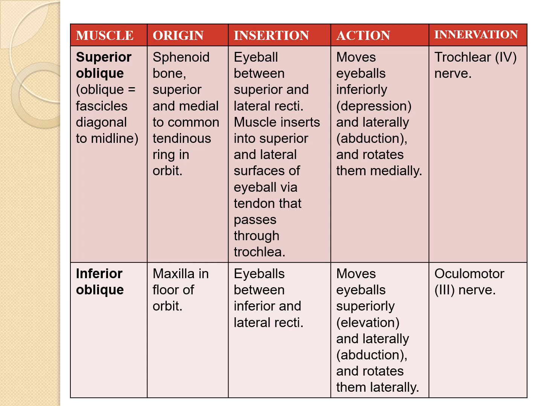The next is inferior oblique. Its origin occurs at the maxilla in the floor of the orbit. Superior oblique originates at the sphenoid bone, whereas inferior oblique originates at the maxilla in the floor of the orbit. Insertion is between the inferior and lateral recti. It moves the eyeball superiorly, that is elevation, and laterally, and rotates them laterally. And it is innervated by the oculomotor nerve.